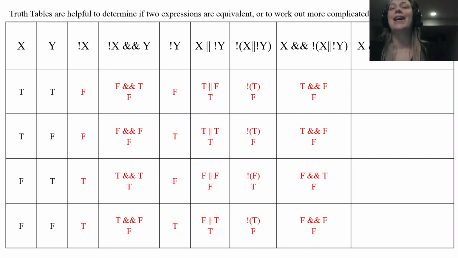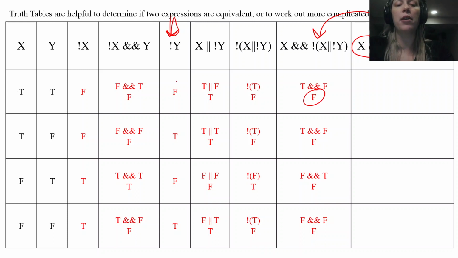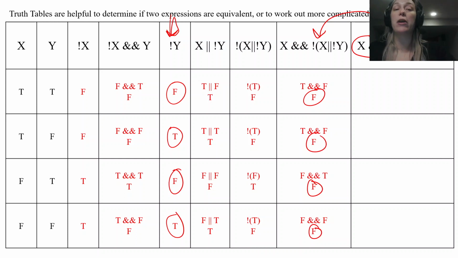But we're not done yet. So we just evaluated this column right here. Okay, so that's what this is. We're going to compare that column with our not Y column, which is over here. Okay, so I'm going to be comparing these values with my OR. Okay, these values with my OR.